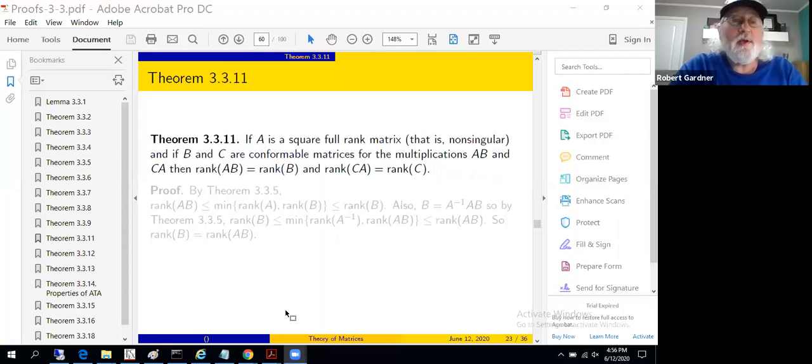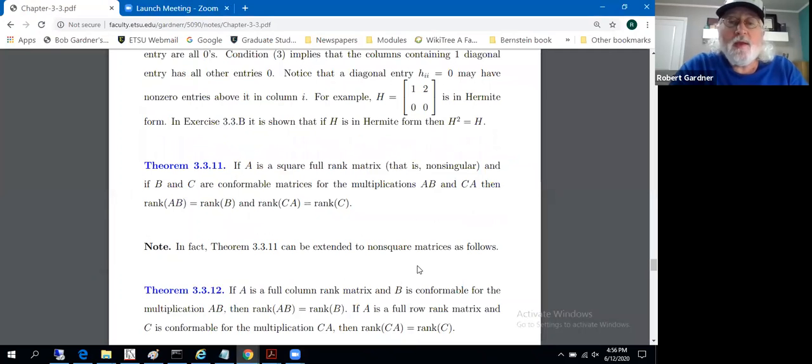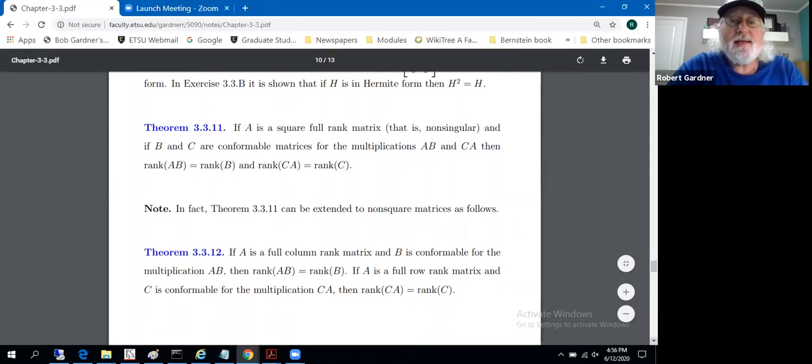Continuing on with section 3.3. Okay, next result deals with ranks of products of a certain type, and says, Theorem 3.3.11, if A is a square full rank matrix, so it's non-singular, and B and C are conformable matrices for multiplications AB and CA, then the rank of AB equals the rank of B, and the rank of CA equals the rank of C.